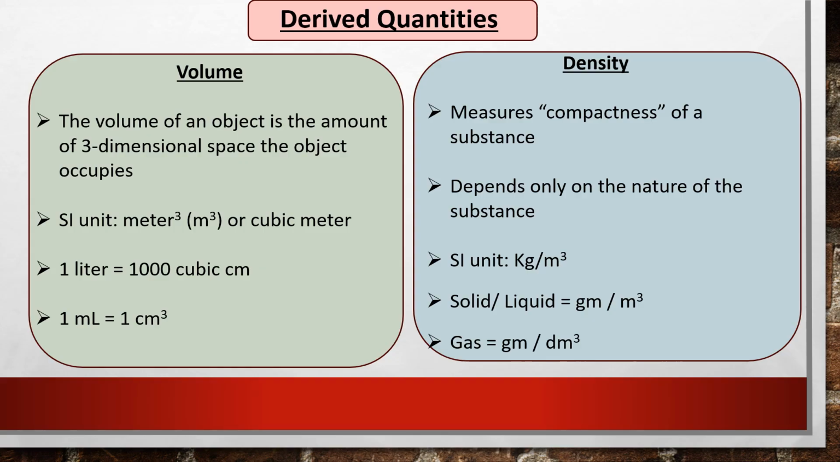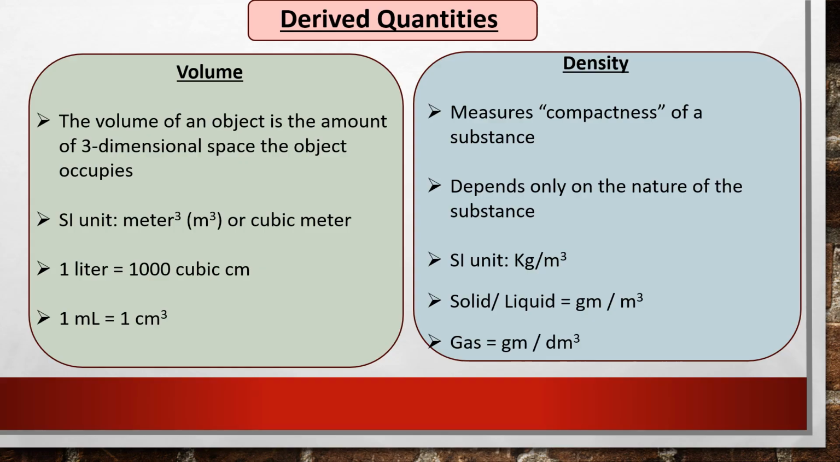The volume of an object is the amount of three-dimensional space the object occupies. SI unit meter cube or cubic meter. 1 liter is equal to 1000 cubic centimeter. 1 milliliter is equal to 1 cubic centimeter.